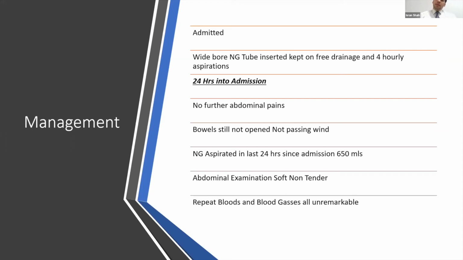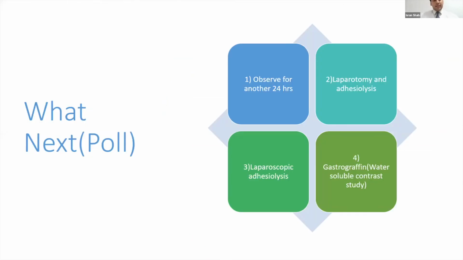Serial repeat abdominal examinations showed that the abdomen was completely soft, non-tender. Repeat bloods and repeat blood gases were all completely fine, with normal renal function, normal lactates, and the rest of the blood gases. So we've gone one step further. We've got another poll. So we've got this gentleman who's quite stable, but hasn't opened his bowel for about 24 hours. What shall we do?